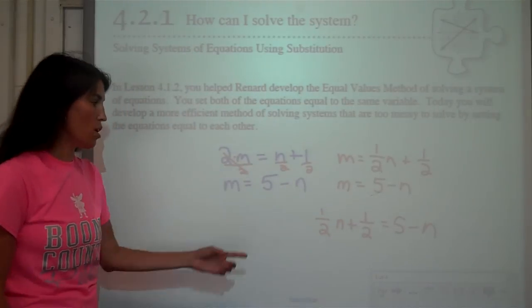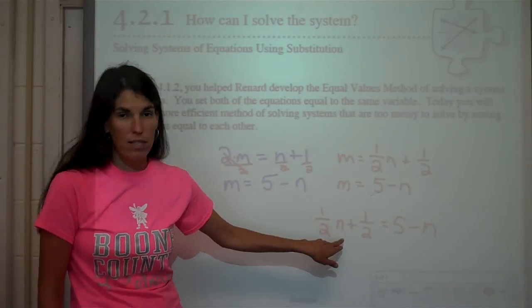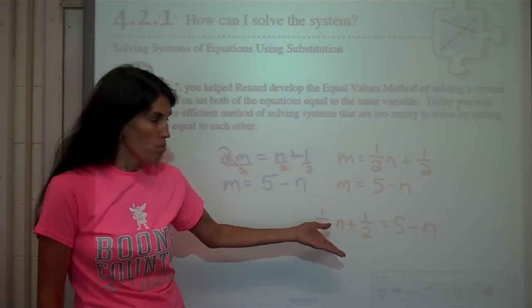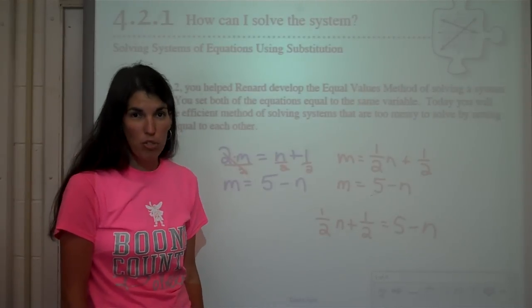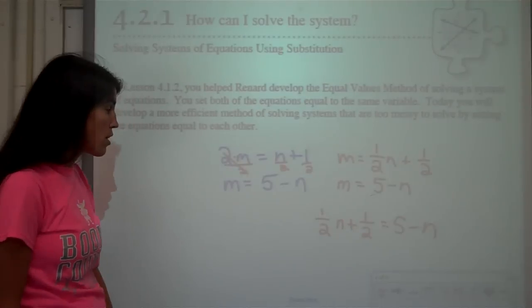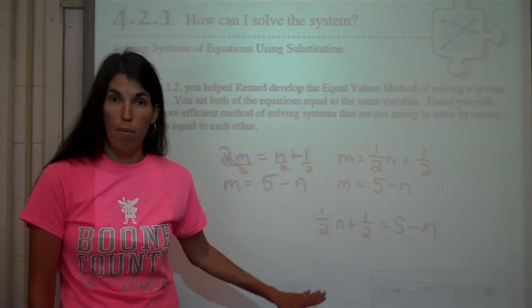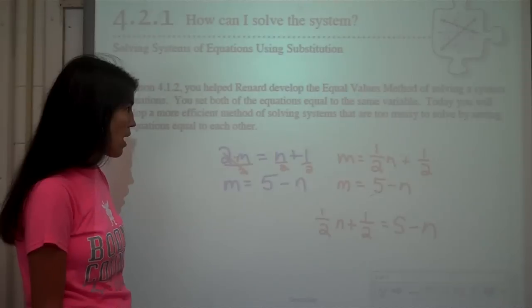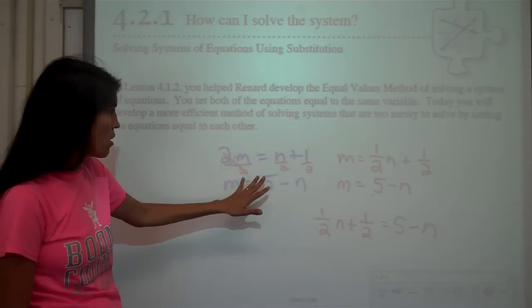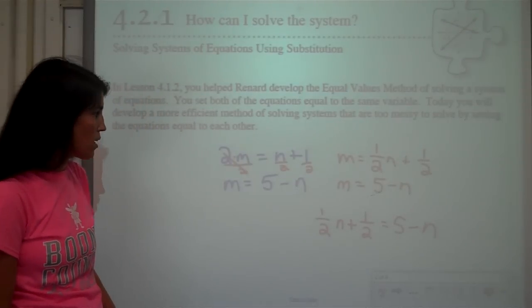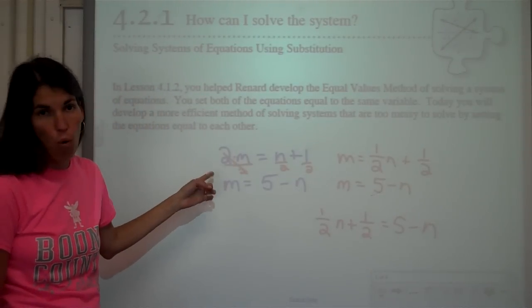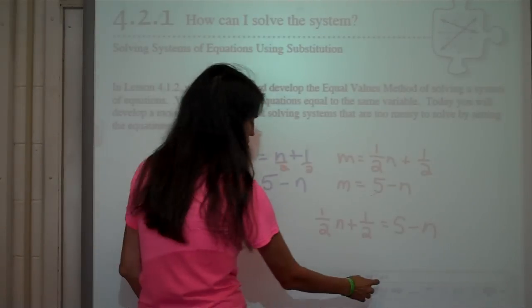So now you could use the equal values method, but why is that messy? It's messy because there are fractions, and I know how most of you feel about fractions. Later on, I can't remember if it's Algebra 1A or 1B, we will solve some like this and talk about how to make them simpler, but not today. So this is what I mean when it talks about them being too messy. This is actually more quickly solved using substitution.